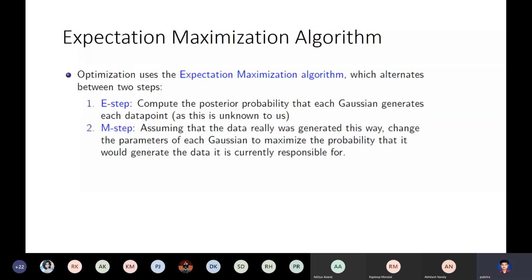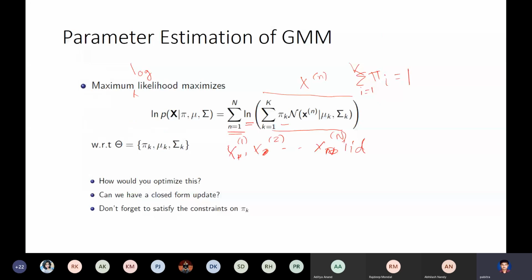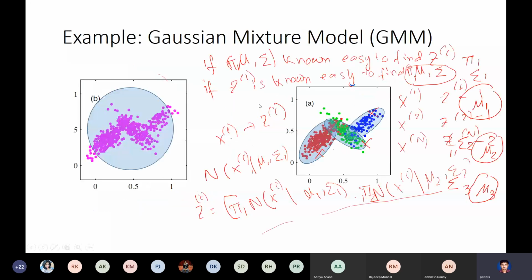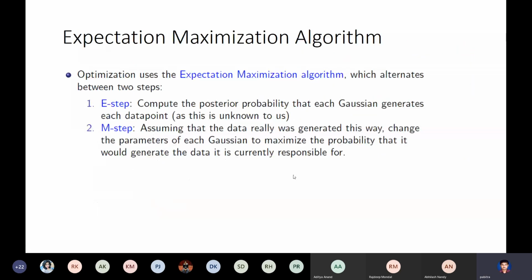So remember these two facts: if we know Z, you find mu. If you know mu, you find Z. These two are combined to give a very nice iterative optimization algorithm called the expectation-maximization algorithm. This has two steps, known as the E step, the expectation step, and the M step, the maximization step.